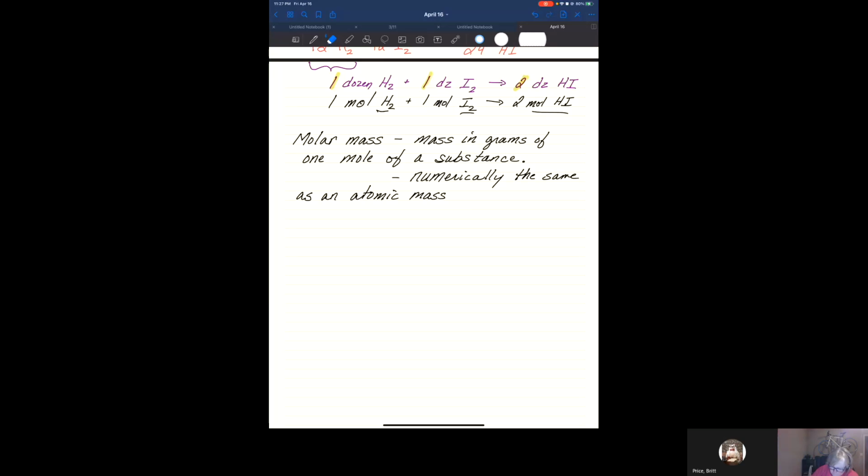Let's see. One neon atom, according to my periodic table, is 20.18. I don't like this periodic table.